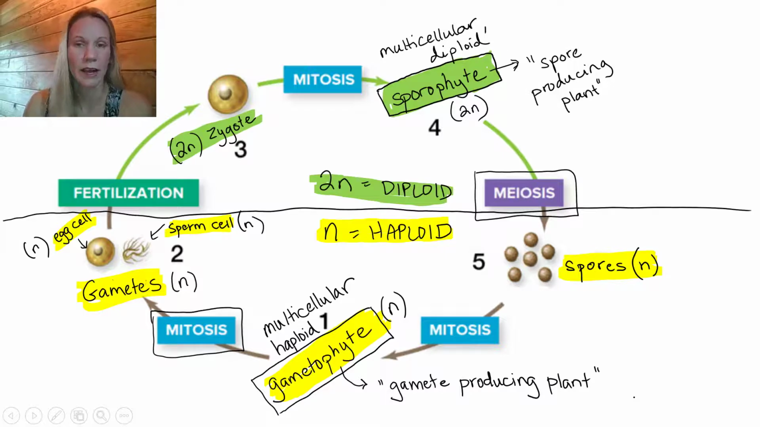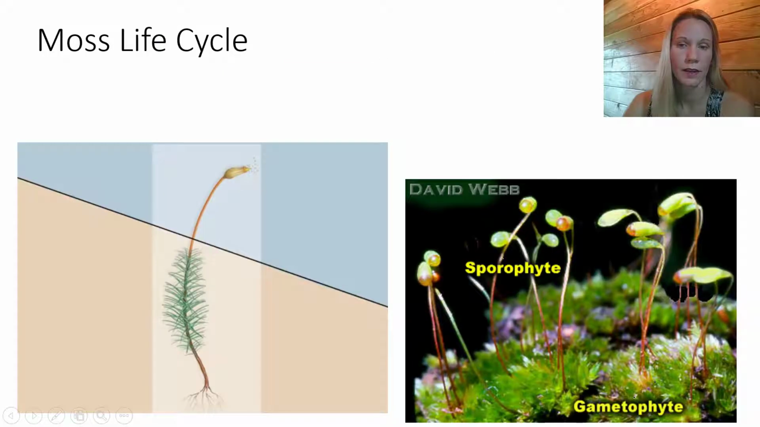So now let's apply this general life cycle to how it works in the moss. So although there are 3 different types of bryophytes, we're going to focus on the moss. And so remember, mosses are gametophyte dominant. That is the largest structure, it's the most visible structure, and it's also the structure where photosynthesis happens. So photosynthesis happens in the gametophyte.